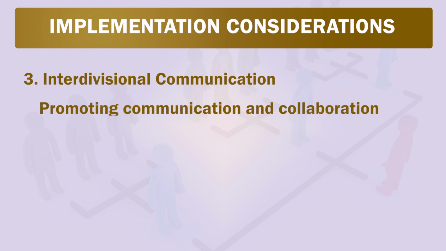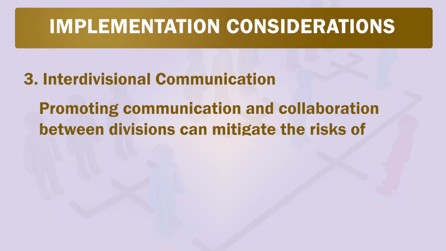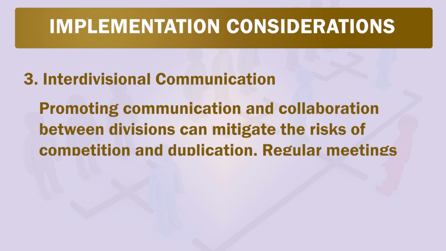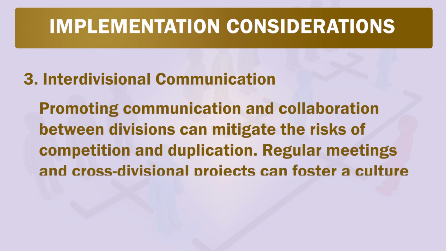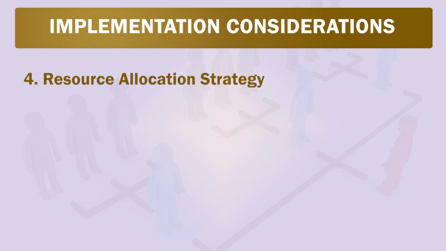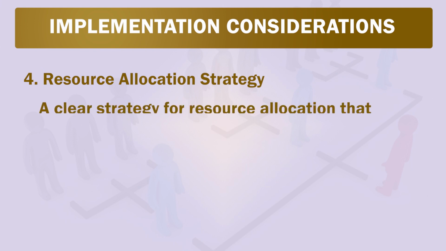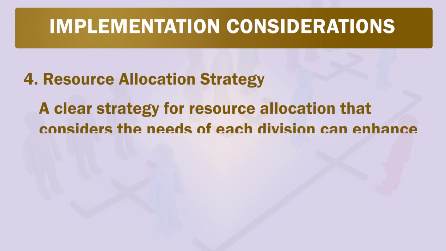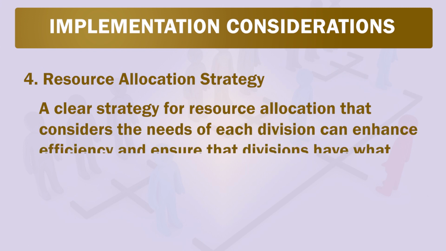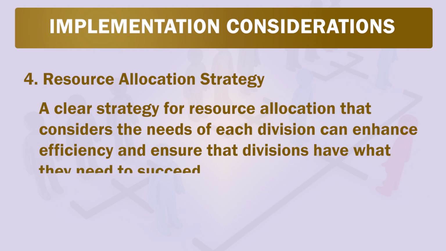Friends, promoting communication and collaboration between the divisions can mitigate the risk of competition and duplication, right? So, regular meetings and cross-checking, cross-divisional projects can foster a culture of teamwork. Next is resource allocation strategy, right? If you are a manager or divisional head, a clear strategy for resource allocation that considers the needs of each division can enhance efficiency and ensure that the divisions have what they need to succeed.